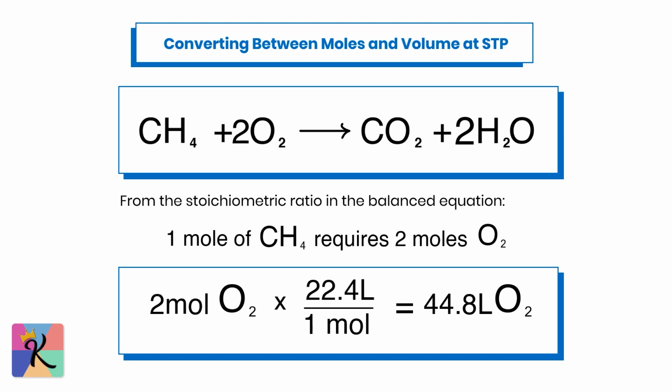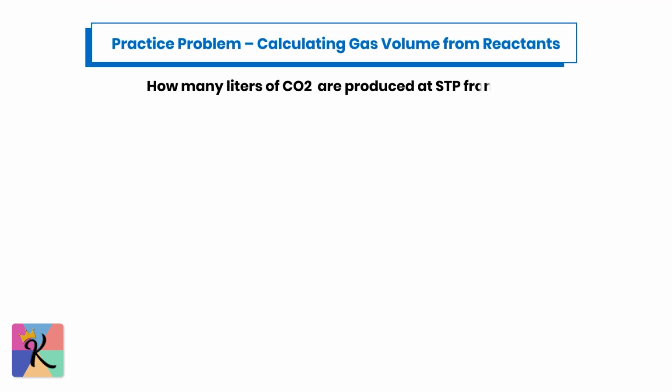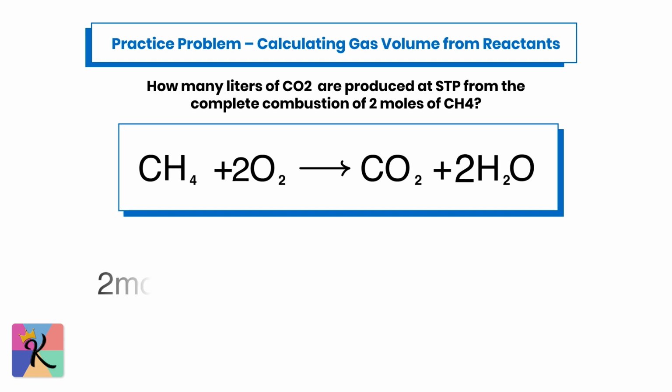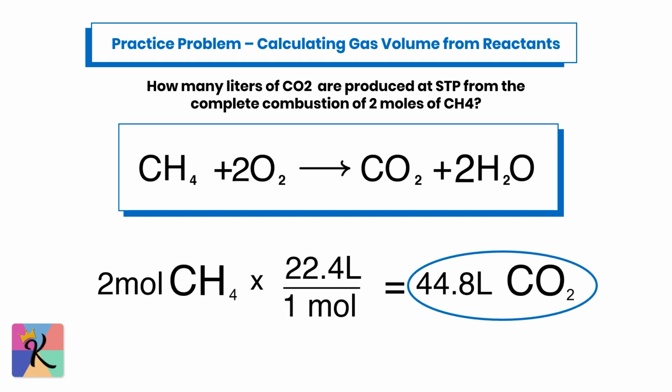Now let's try a practice problem. How many liters of CO2 are produced at STP from the combustion of 2 moles of methane? So 2 moles of methane produce 44.8 liters of carbon dioxide at STP.